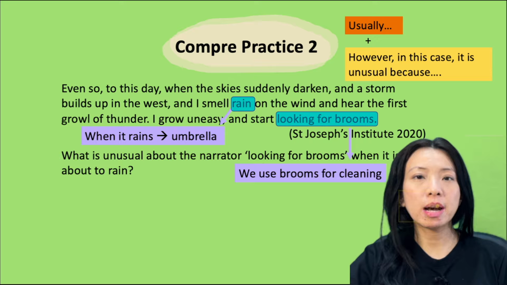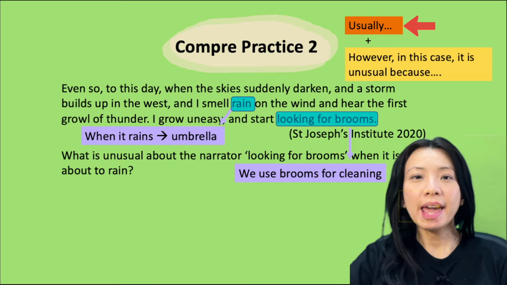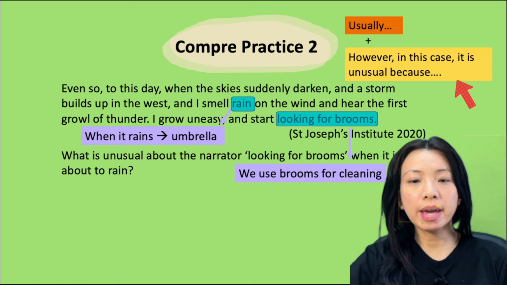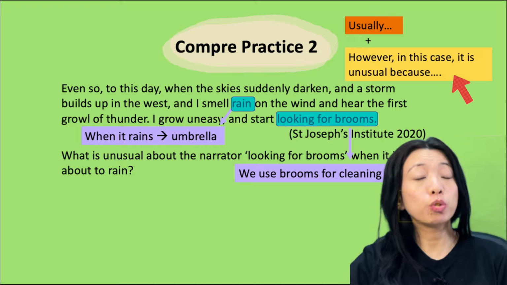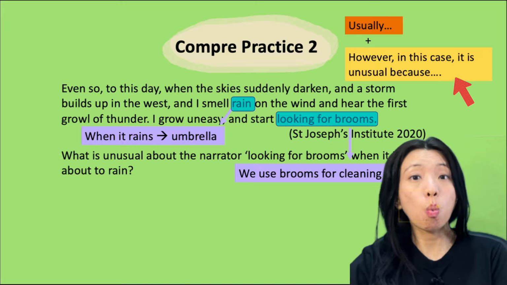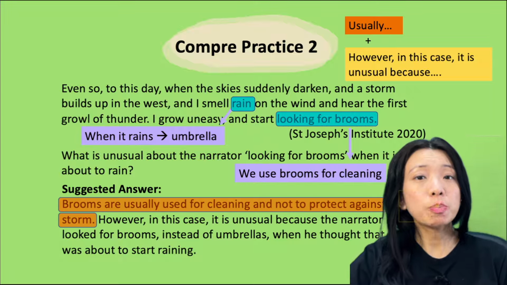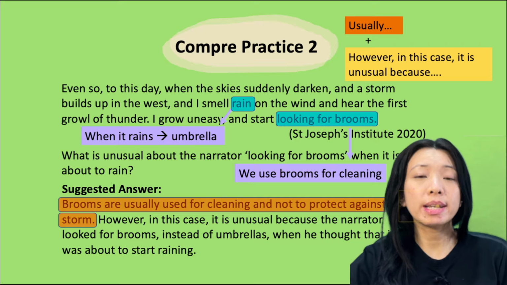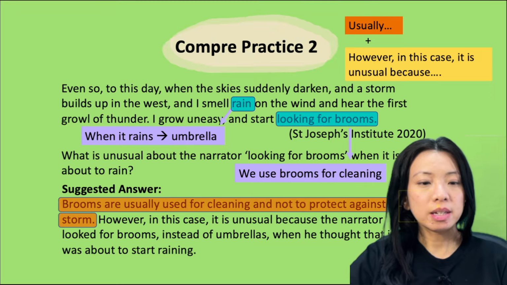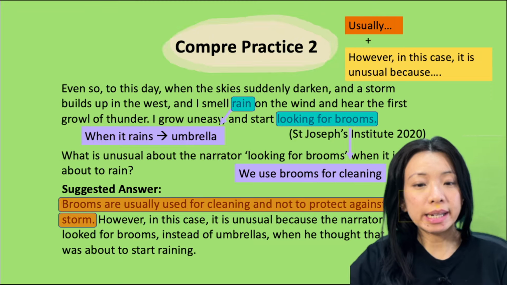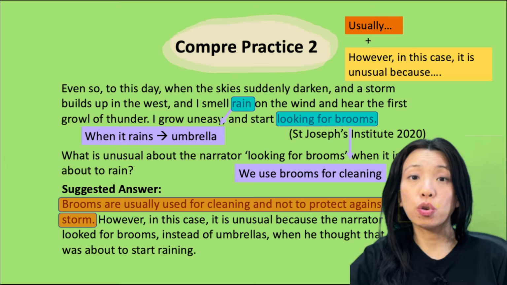Again, in the first part of my answer, I'm going to talk about what is usual. And in the second part of my answer, I'm going to add, however, in this case, it is unusual because, and give my explanation why it is unusual. So this is my suggested answer. In the first part, remember I said we have to talk about what is usual. So in my answer, I stated, brooms are usually used for cleaning and not to protect against a storm.